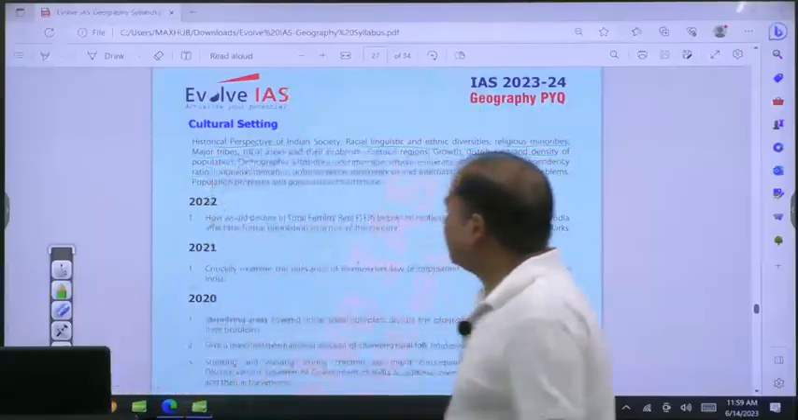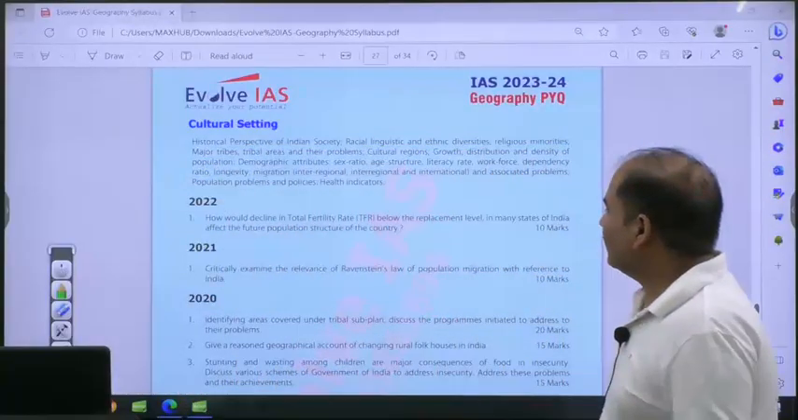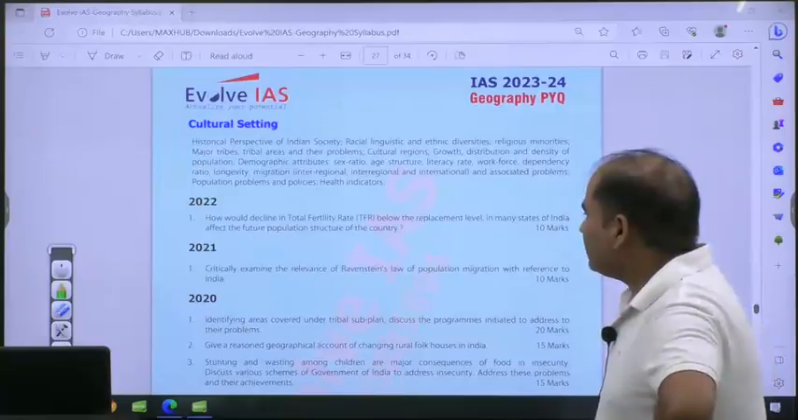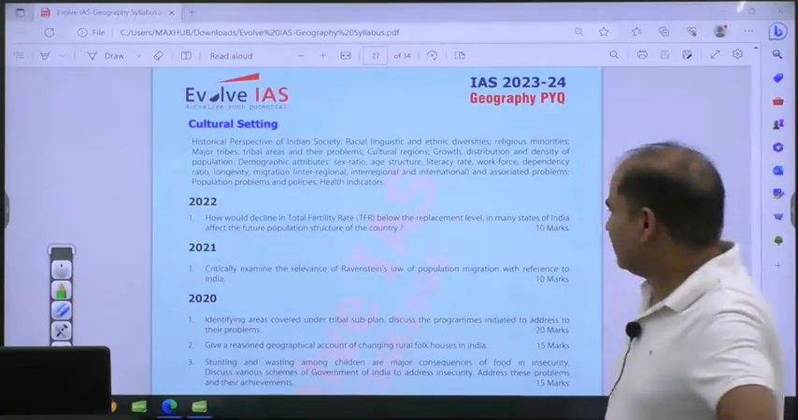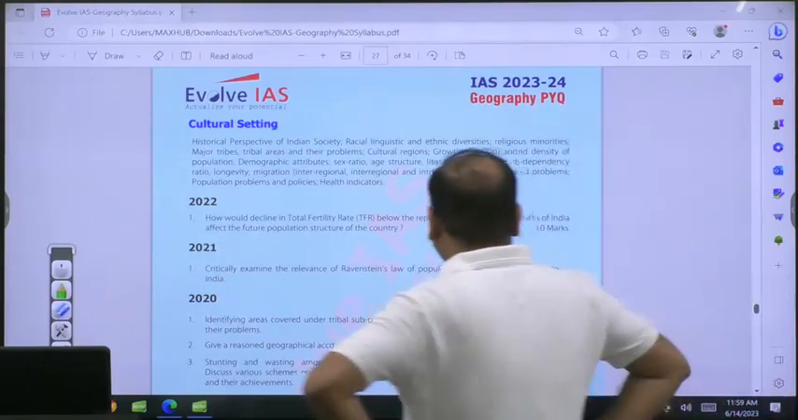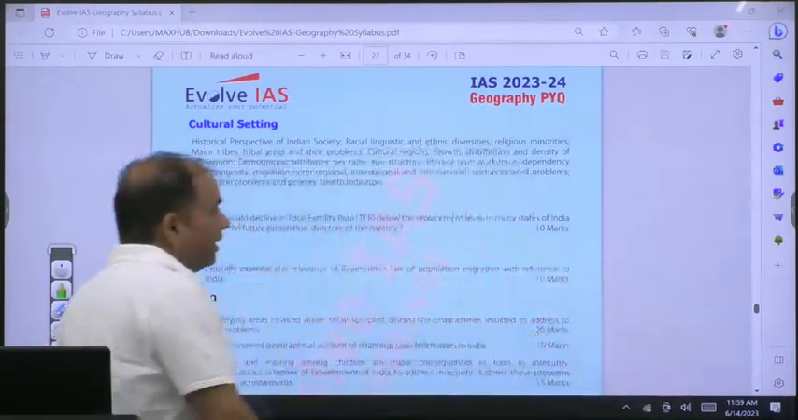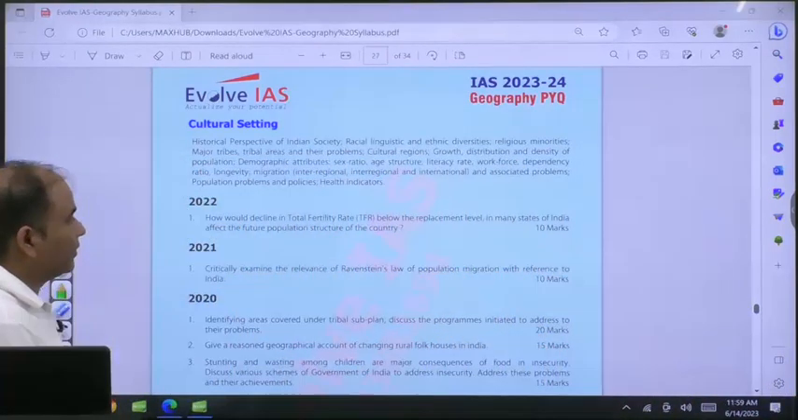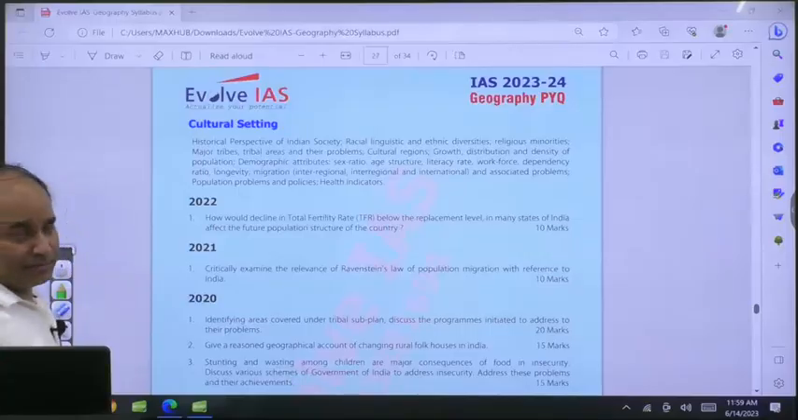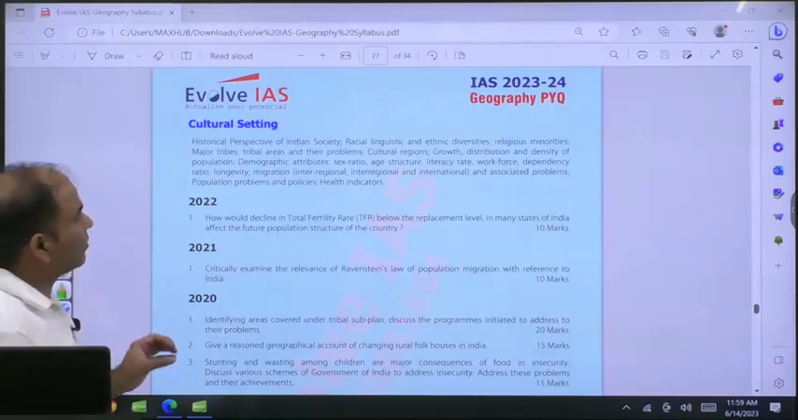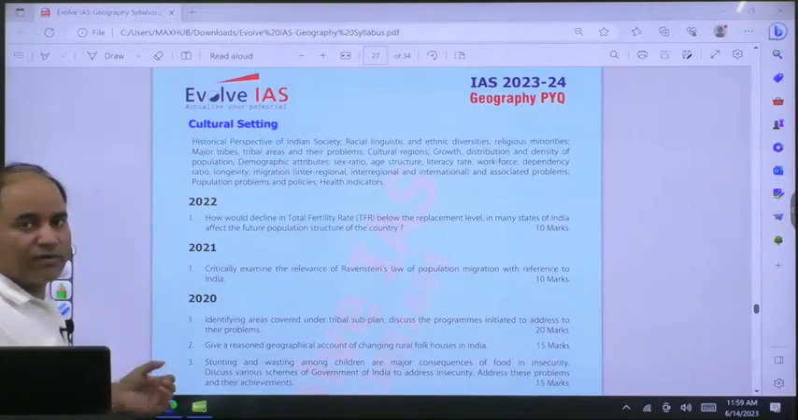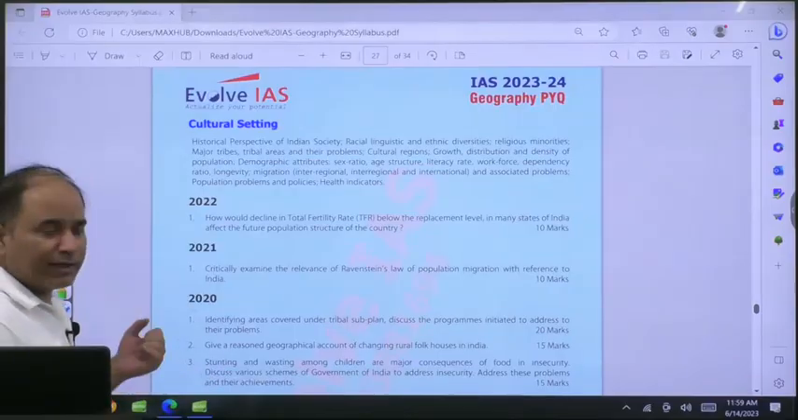If you look at 2022, they asked a question: how would the decline in total fertility rate below the replacement level in many states of India affect the future population structure of the country? So if you have not learned properly what are the parts of the demographic attributes, so obviously you will find that this question is a little bit random.